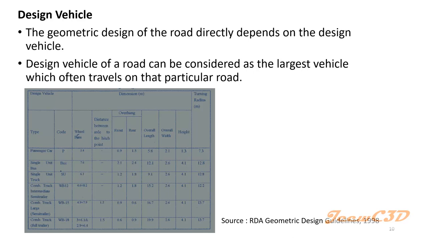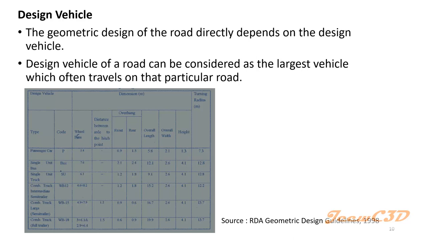But if you are going to design the same road for this combo truck, which is rarely going on that road, let us say only once a year, you don't have to design a road for a combo truck which rarely runs on that road. You have to design the road for a design vehicle that is frequently running on that road, but that frequently running vehicle should be a larger vehicle. Otherwise, there is no point.